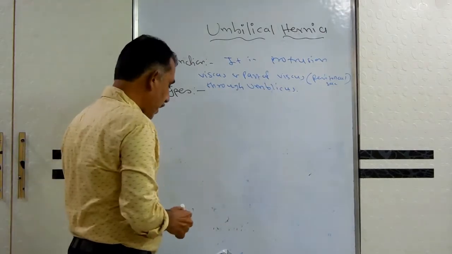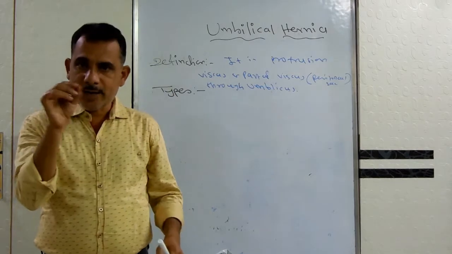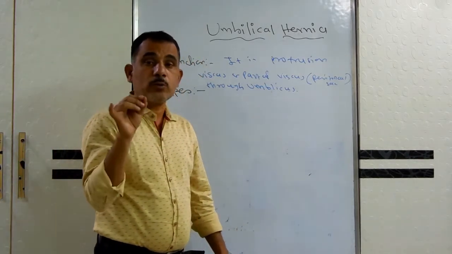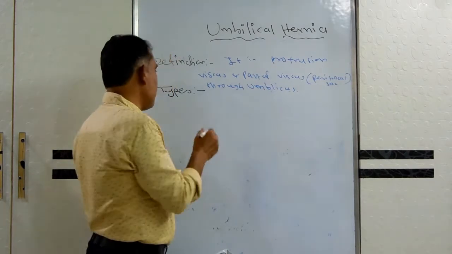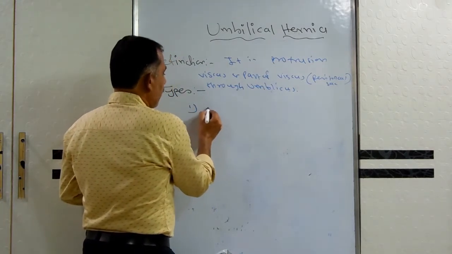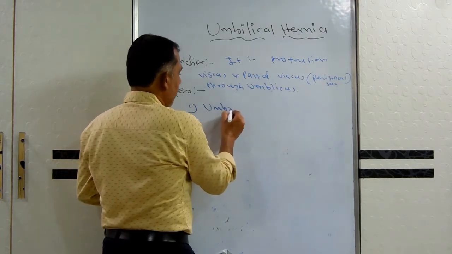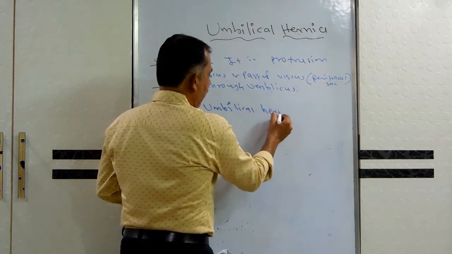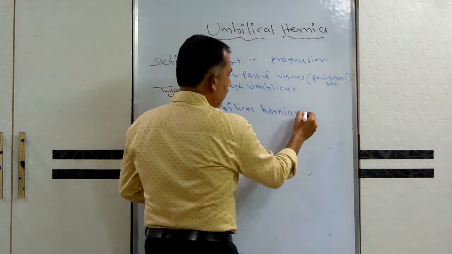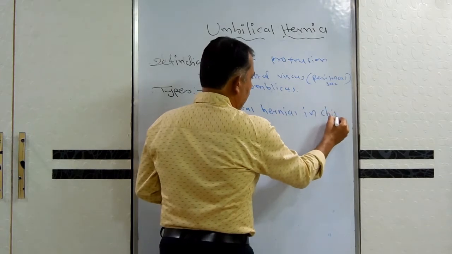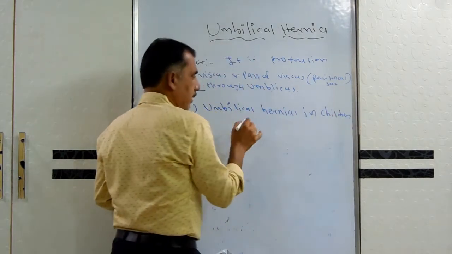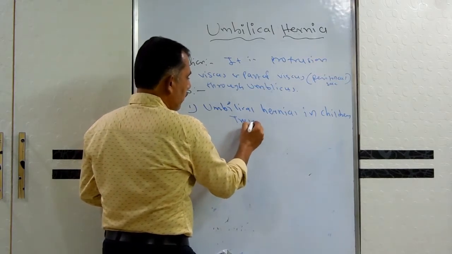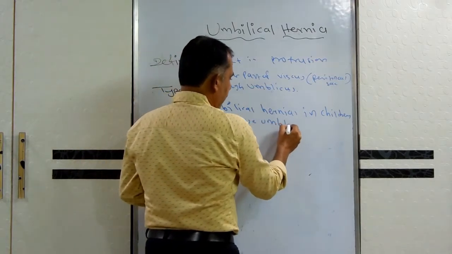Types: on the basis of the exact site and occurrence, the umbilical hernia is classified into two types. The first one is umbilical hernia in children, which is also called the true umbilical hernia.